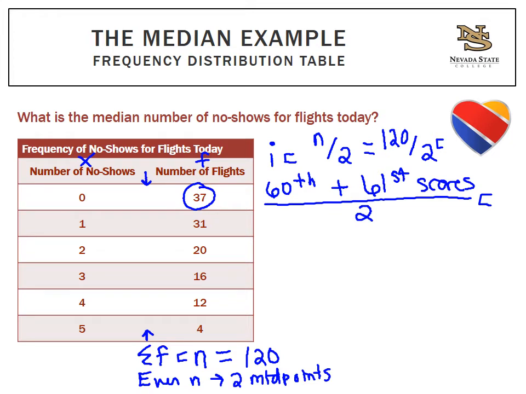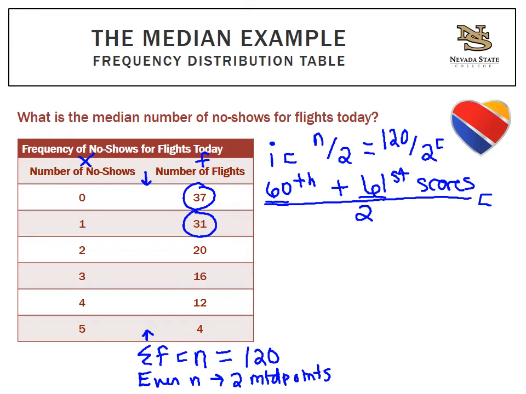Then we know, moving on, that the 38th, because there's 31 scores that are 1, the 38th to the, what would that be, the 68th or 69th score is a 1. So that's going to be our 60th and our 61st score. Let's start from the low end.